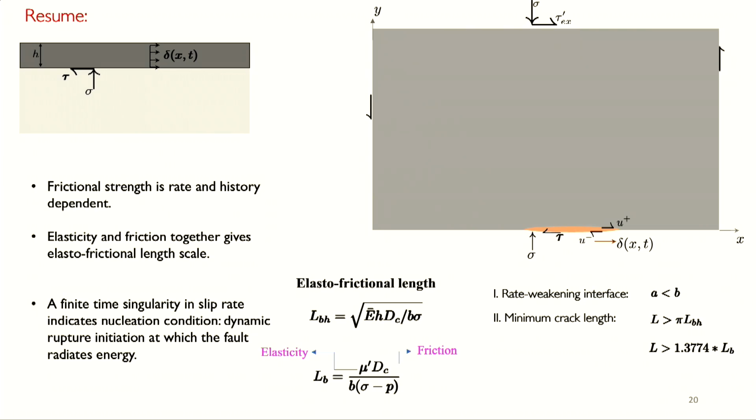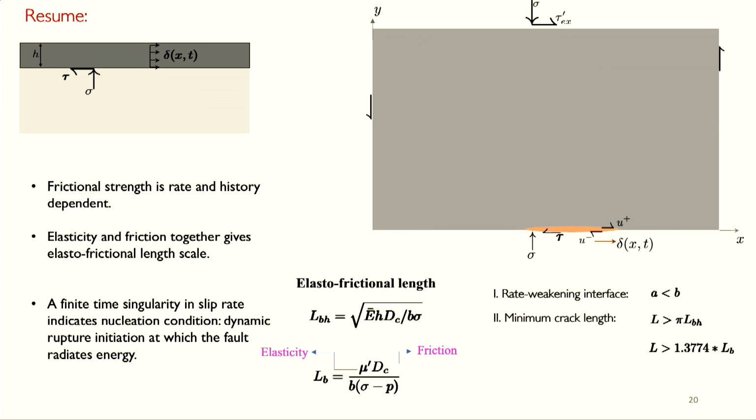So to resume, so far, what do we get? We get that frictional strength is rate and history dependent. Elasticity and friction together give a length scale for the problem called the elastofrictional length scale. For this case, the elastofrictional length looks like this. And for another end member, which is more earthquake-like, the elastofrictional length scale looks like that. And D sub C is the length which is coming from the decay of the friction towards a renewed steady state. So the friction law is essentially giving this length.